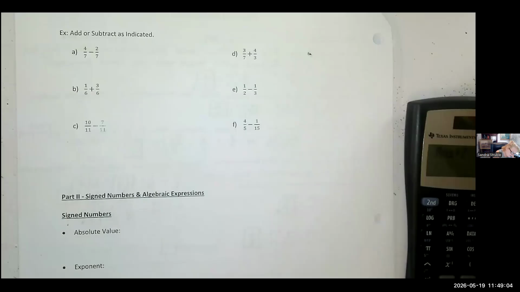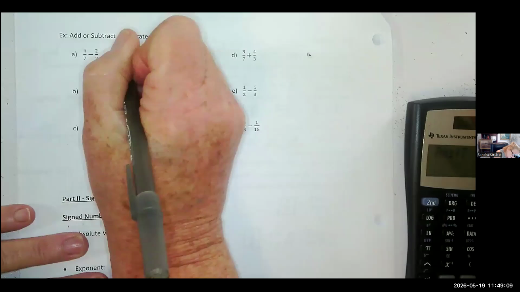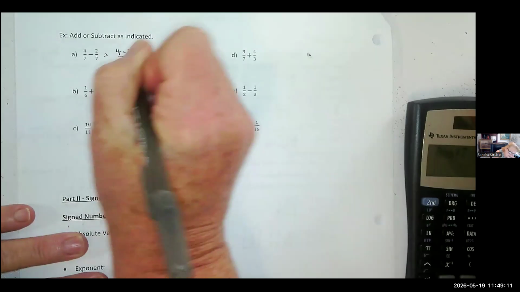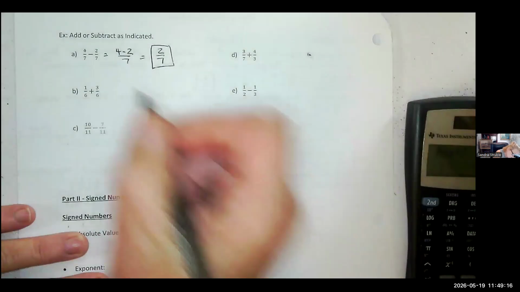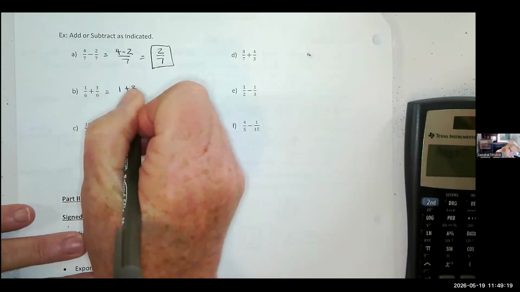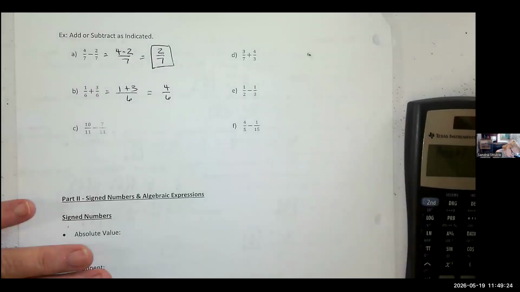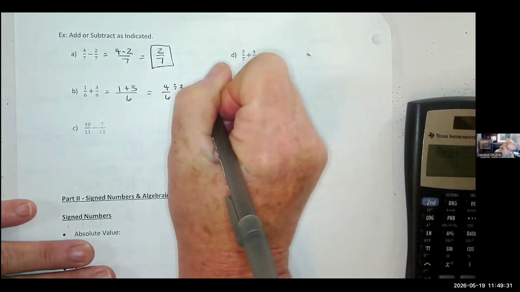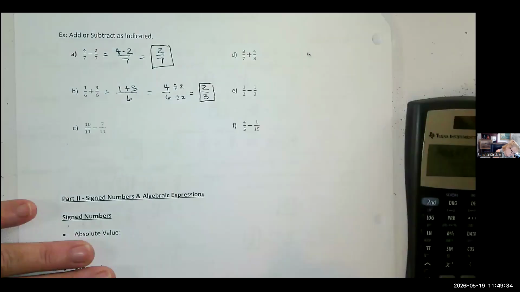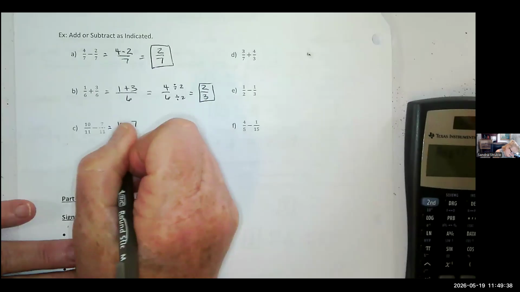Okay. The same denominator is 7, so this is going to be the same thing as 4 minus 2 over 7, which is 2 sevenths. Does not reduce. The next one is the same thing as 1 plus 3 over 6, which is 4 sixths. These are both even. They reduce. Please don't forget to reduce. They divide by 2 for both of them, and we get 2 thirds. The next one is the same thing as 10 minus 7 over 11, which is 3 elevenths. That's as low as it can go.